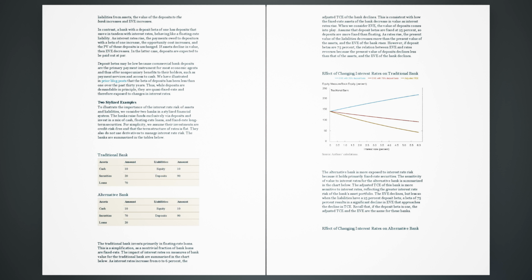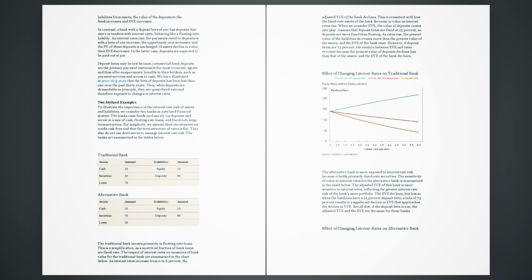When we consider EVE, the value of deposits comes into play. Assume that deposit betas are fixed at 25%, so deposits are more fixed than floating. As rates rise, the present value of the liabilities decreases more than the present value of the assets, and the EVE of the bank rises. However, if deposit betas are 75%, the relation between EVE and rates reverses because the present value of deposits declines less than that of the assets, and the EVE of the bank declines. Effect of changing interest rates on traditional bank.